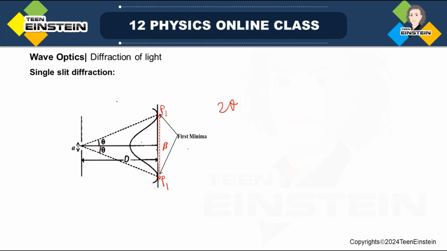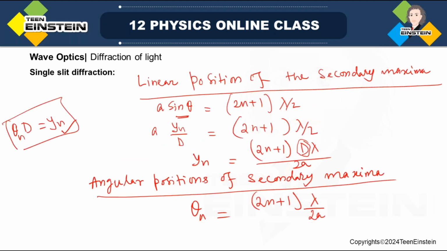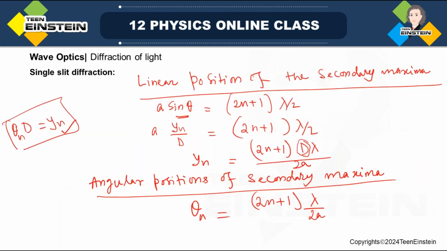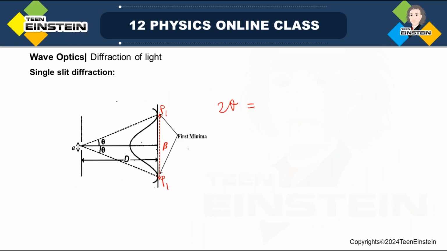What will be the linear width then? 2 theta means what? Theta for minima is the angular position. Look here, theta is n lambda by a. For the first one, lambda by a. So 2 theta is 2 into lambda by a. This is how you can find out the angular width.